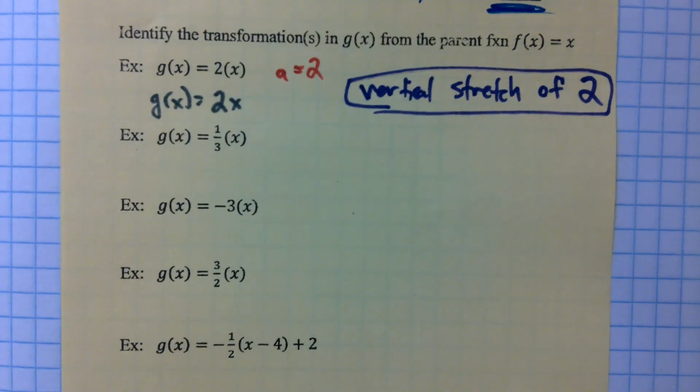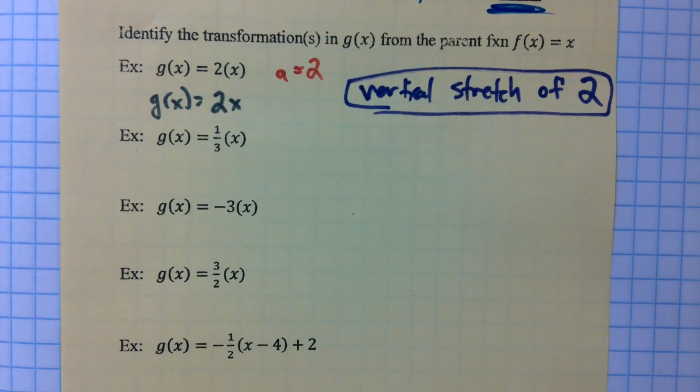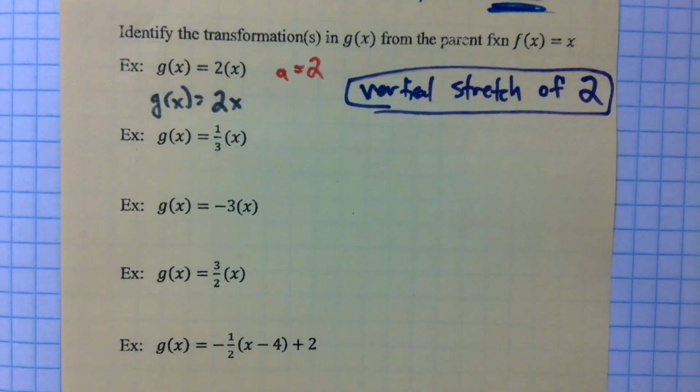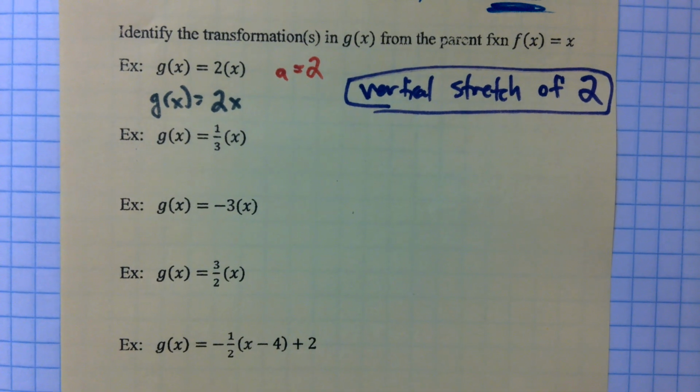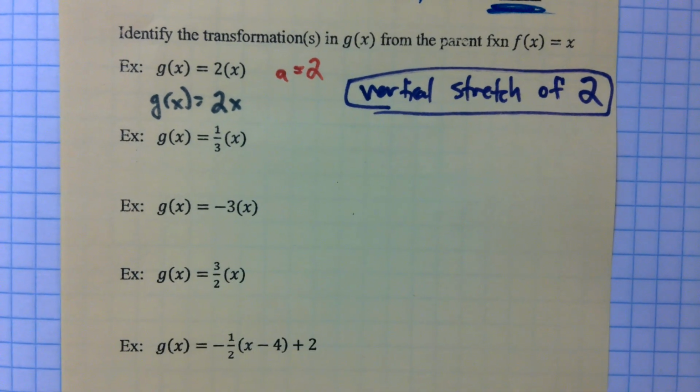What if I up that 2 to a 5? What happened now? It got more steeper. What about 10? It got more steeper. What about 100? Super duper steep. Almost vertical. Not quite, but almost vertical. So the bigger my a gets, the steeper my line becomes.